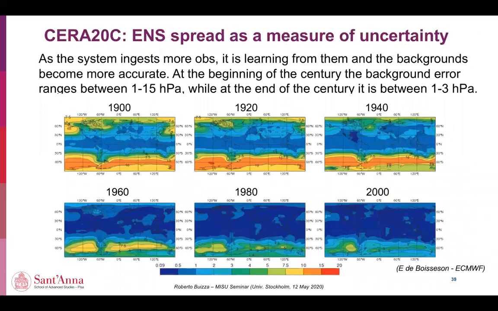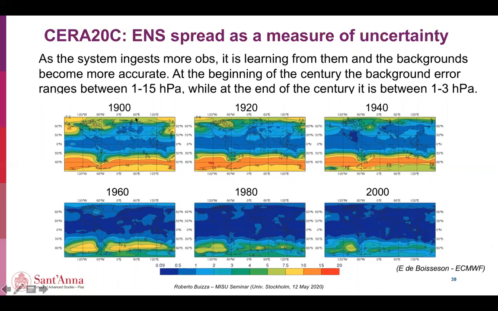And here is another example, which is the spread of this 10-member analysis throughout the years, starting from 1900 to 2000. As you can see, this is in terms of mean sea level pressure. It's a graph produced by Eric de Boissesson, who has written a nice report discussing this.